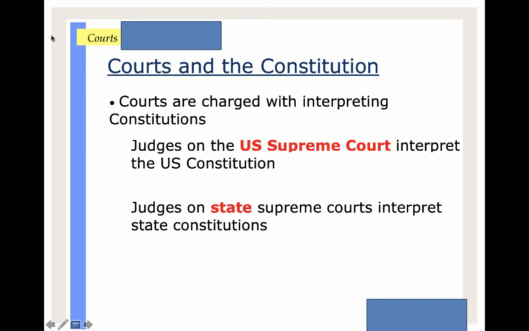All right, so courts, we're now into talking about the American criminal justice system, where we go into cops, courts, and corrections, and we're talking about courts today. So courts and the Constitution. Courts are charged with interpreting the Constitution.